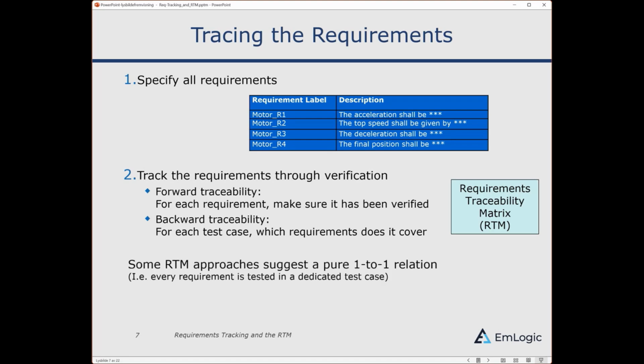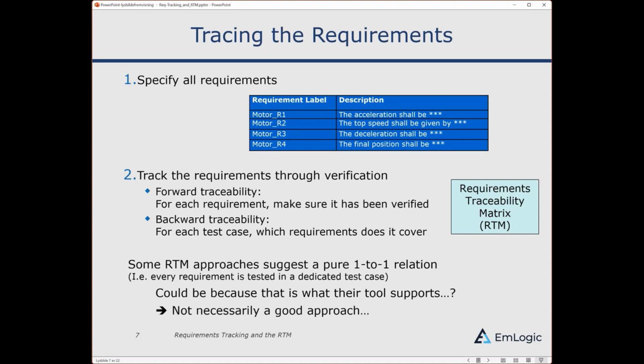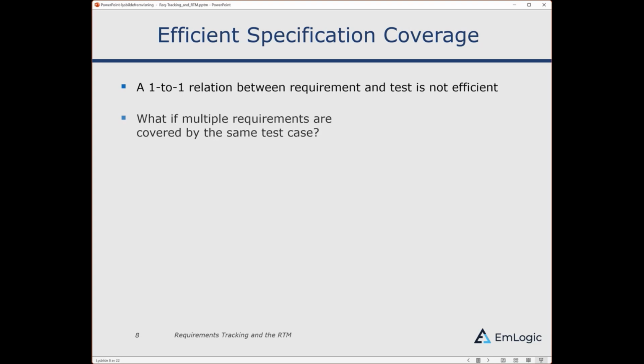Some RTM approaches suggest a pure one-to-one relation. That is, that every requirement is tested in one dedicated test case. And I'm not sure why some people think of that as a good idea. I think maybe that could be because that is what their tool supports. And I don't think that is a good approach. So what you want to have is, of course, an efficient specification coverage. And a one-to-one relation between the requirement and the test is not efficient.